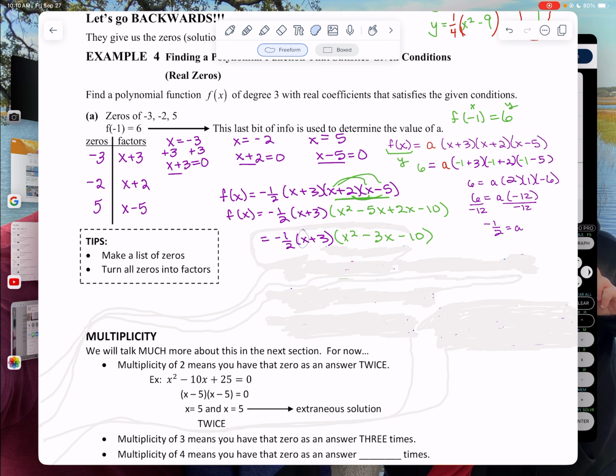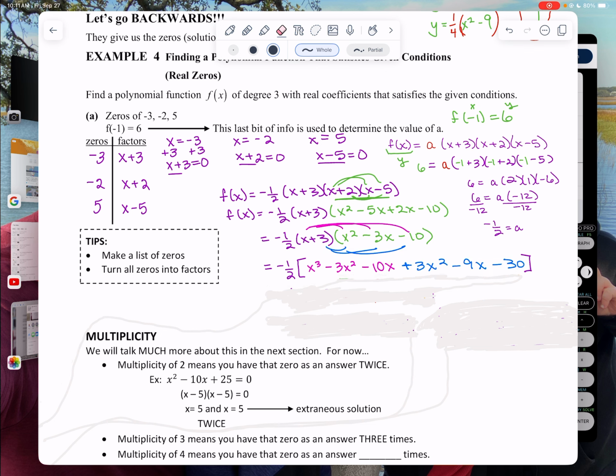I'm going to take this x and distribute it to this one. Whoops. Sorry about that. I hope that didn't mess me up too bad. Let me just go back. There we go. All right, so I'm going to distribute my x. So I get x to the third minus 3x squared minus 10x. And then I'm going to distribute my 3. So I get 3x squared minus 9x minus 30. So notice all I'm doing is lots of algebra 1, lots of distributing.